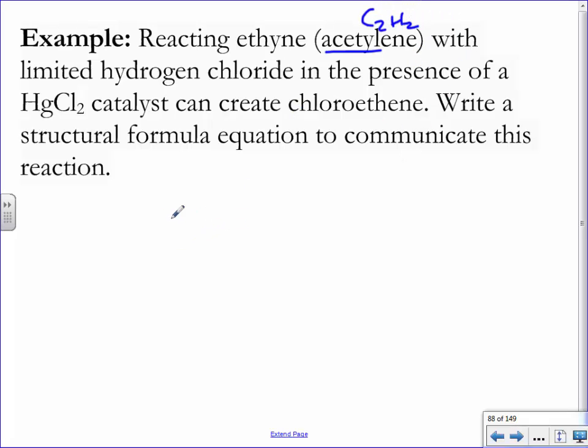So it's a 2 carbon molecule with a triple bond. And because of that, you've got just 2 hydrogens capping the ends here. That's what acetylene is. Acetylene is highly reactive. Why is acetylene highly reactive?